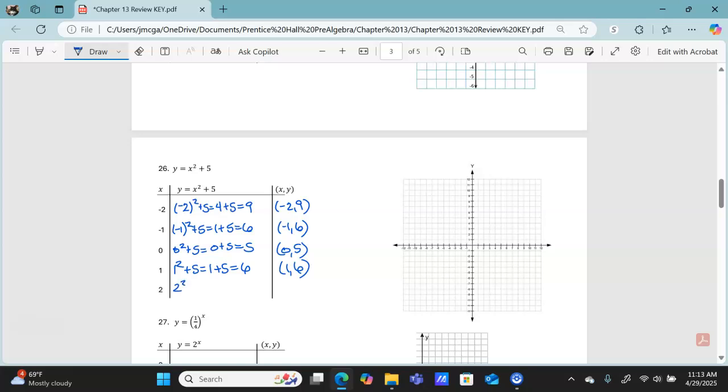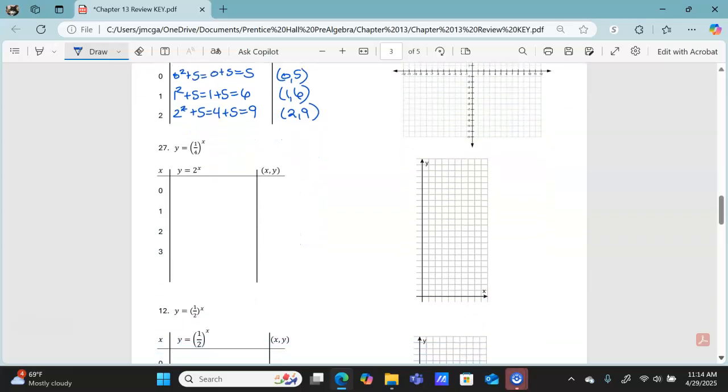And 2 squared is 4. 4 plus 5 is 9. So again, with that plus 5 on the outside, we have shifted things up. 1, negative 1, 6, 0, 5, 1, 6. And so it is a U-shaped graph that's up there bottoming out at 0, 5.